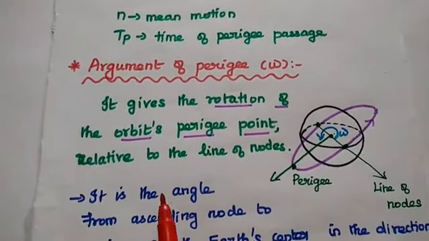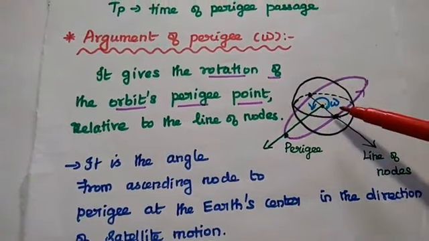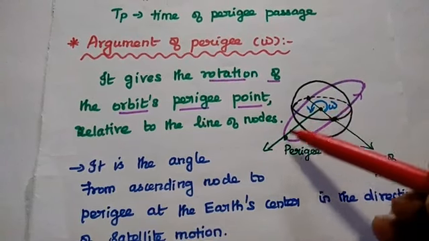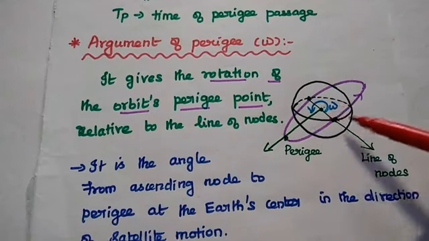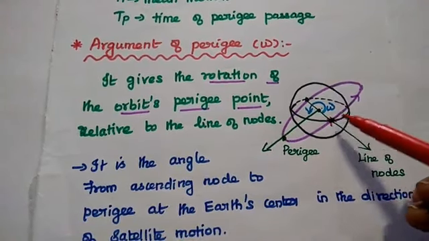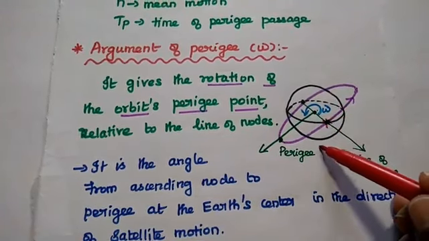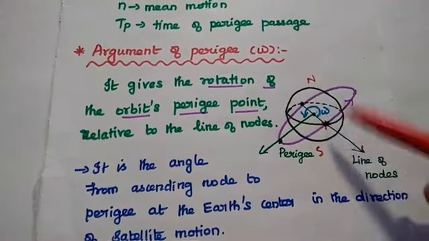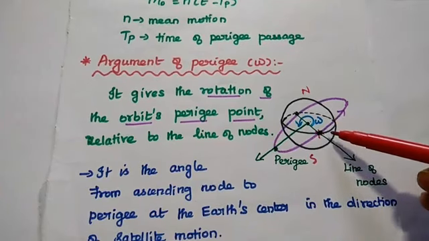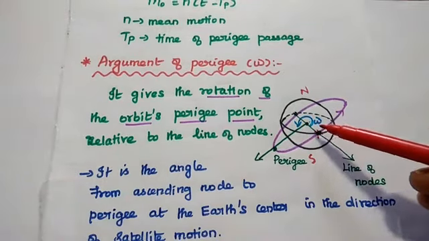Okay. So the next one is argument of perigee. It is represented as omega. It is an angle from the ascending node to the perigee at the earth center in the direction of satellite motion. So here ascending node is the point where the satellite orbit crosses the equatorial plane from south to north. Okay. So that is known as ascending node. So it starts from this line of nodes. Line of nodes means the line joining ascending and descending node through the center of earth.